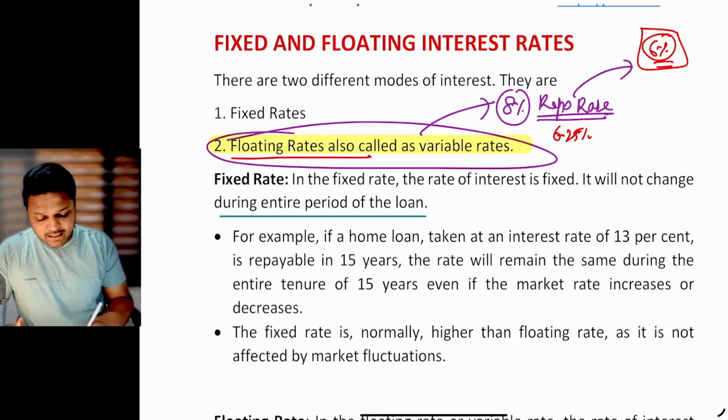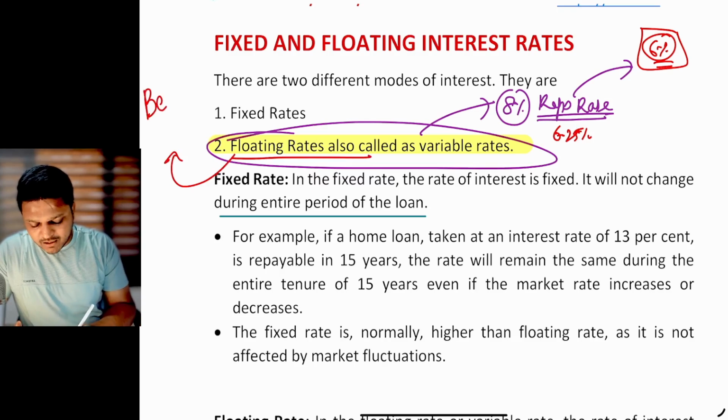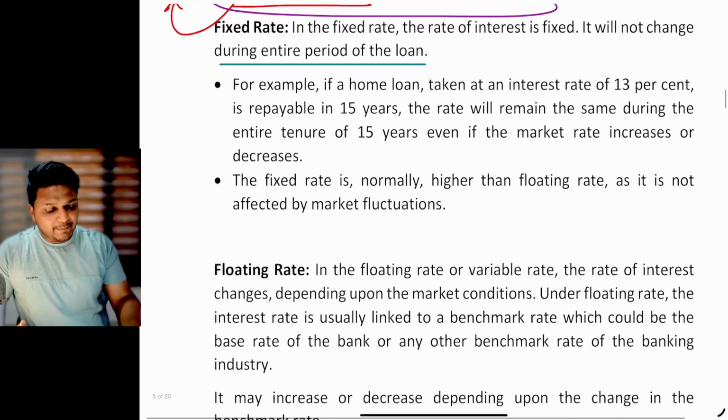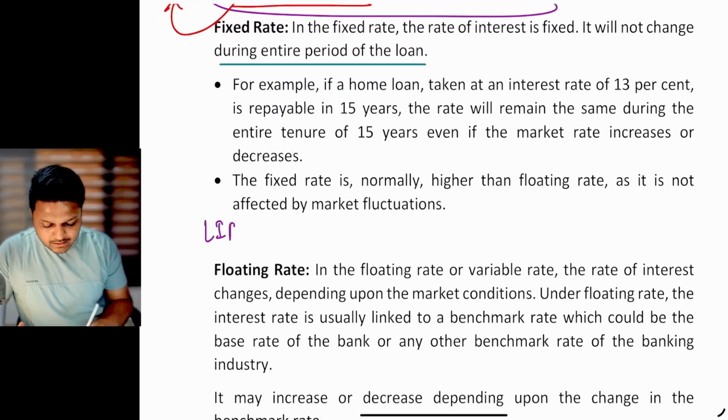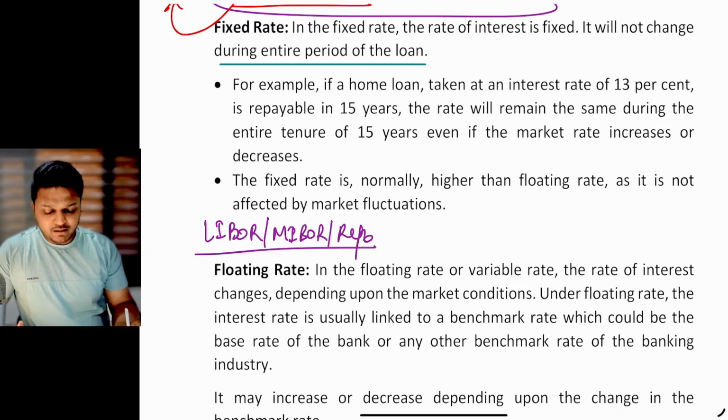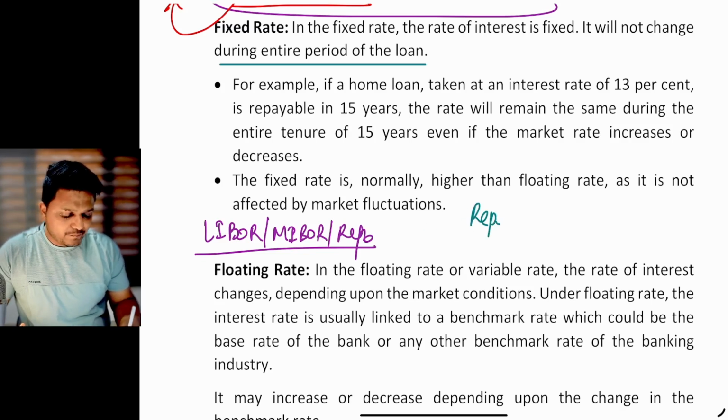In case of floating rate, there is a benchmark rate. Benchmark rate is the underlying rate based upon which the interest rate is being calculated. The banks do earn a spread over it. Let's say the benchmark rate is LIBOR, or let's say it is MIBOR, or let's say it is repo rate, right? It could be anything. LIBOR is London Interbank Offer Rate. MIBOR is Mumbai Interbank Offer Rate. Repo rate is the repo rate. Now we are considering, let's say, repo rate plus the spread. Let's say the bank is earning a spread of 3%.